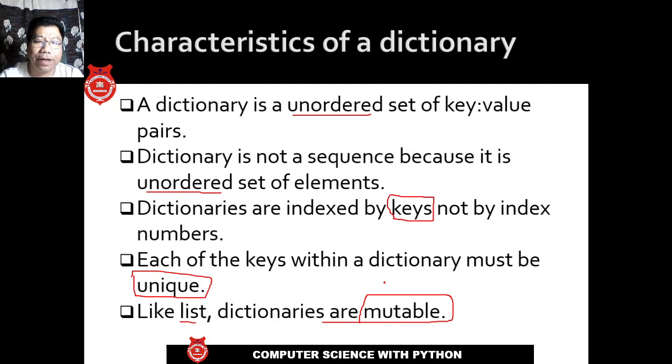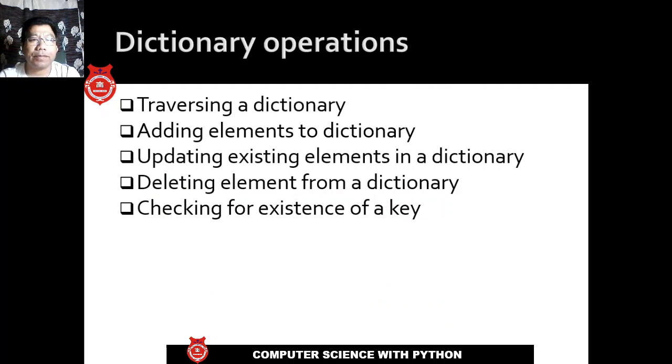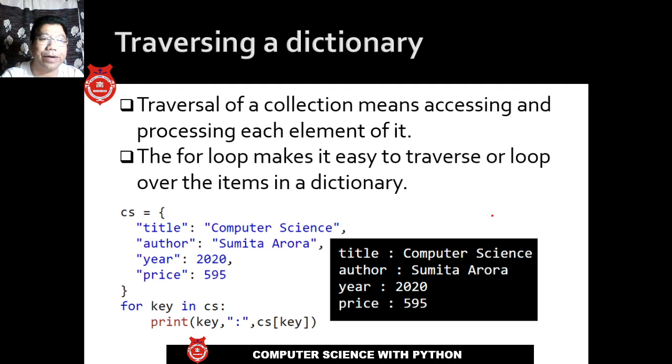All right, now let's talk about the different operations in a dictionary. There are different operations supported by a dictionary, like traversing a dictionary, adding an element to a dictionary, updating an existing element in a dictionary, deleting an element from a dictionary, and checking for the existence of a key in a dictionary. These are the different operations given in your textbook, so we are going to study them one by one.